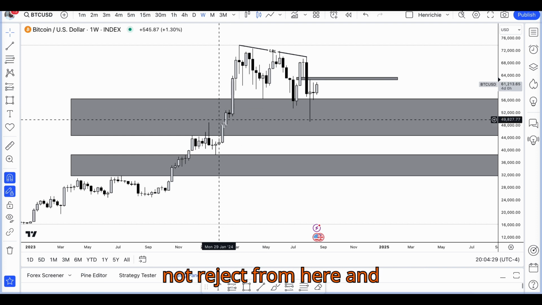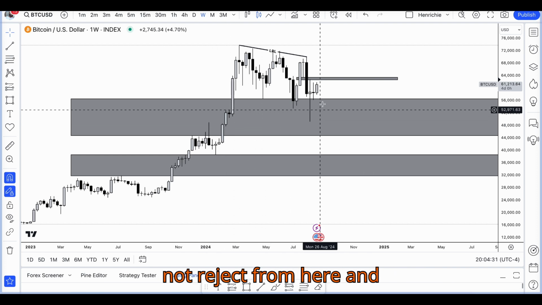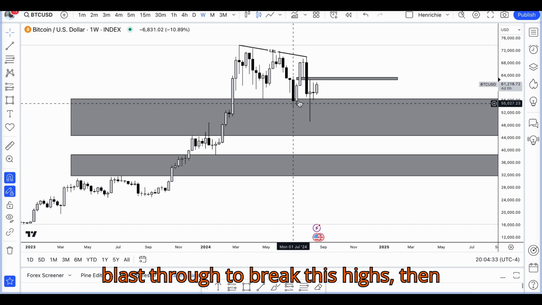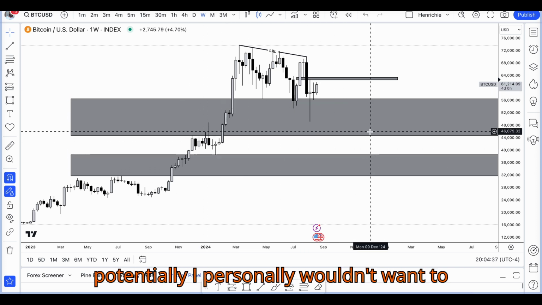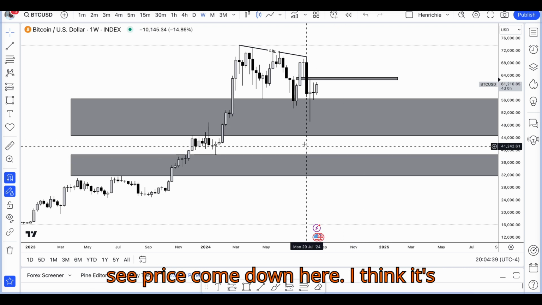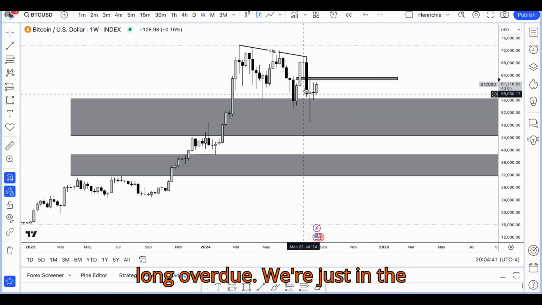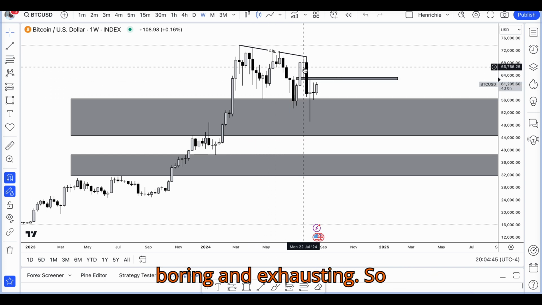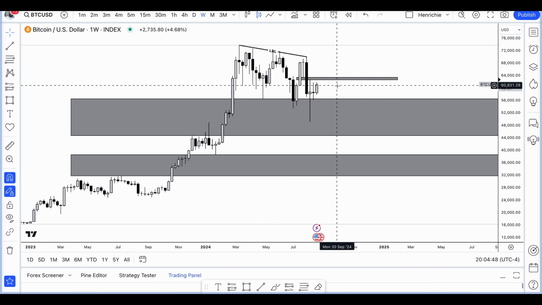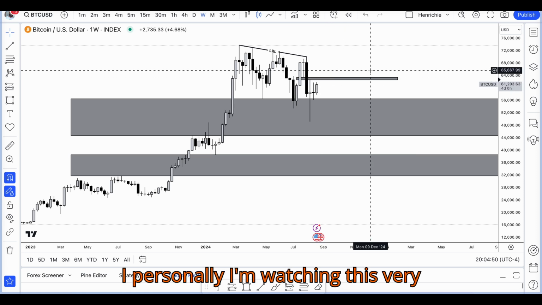So if we do not reject from here and blast through to break these highs, then this will be my next draw on liquidity. So personally, I wouldn't want to see price come down here. I think it's long overdue. The consolidation is just becoming too boring and exhausting. So I personally am watching this very closely.